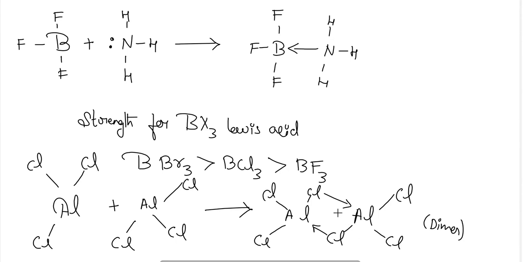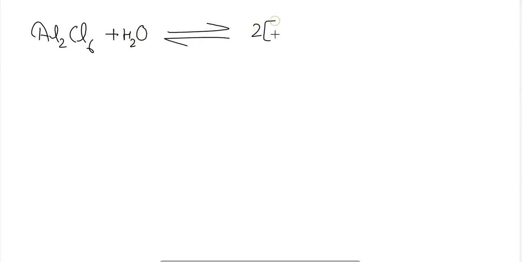But when this dimer is reacted with water, it will undergo a reversible reaction to form an aluminium hydrated complex. A complex salt will be formed, an aluminium hydrated complex salt. This dimer is generally famous for this reaction only.